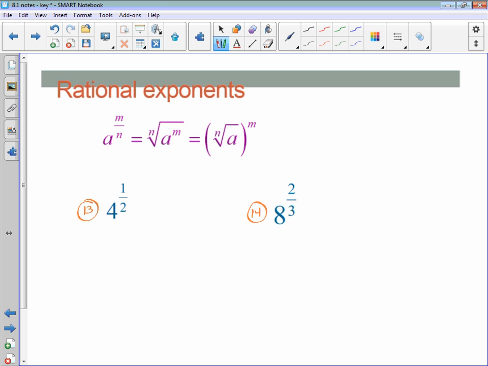All right, so go ahead and jot down that a to the m over n equals the nth root of a to the m, or the nth root of a all to the m. It's a lot of weird variables, I know.